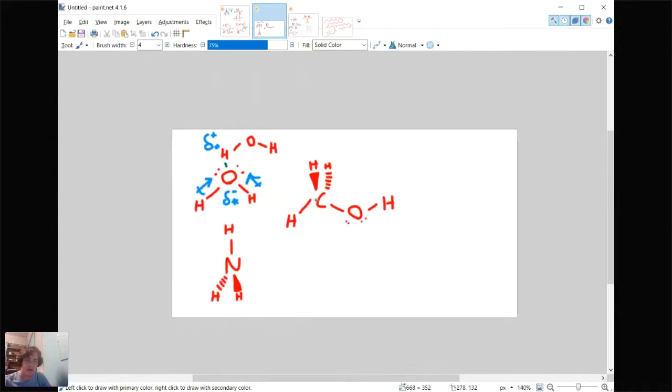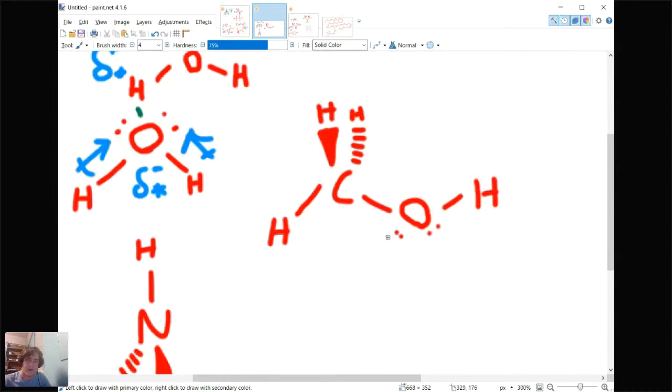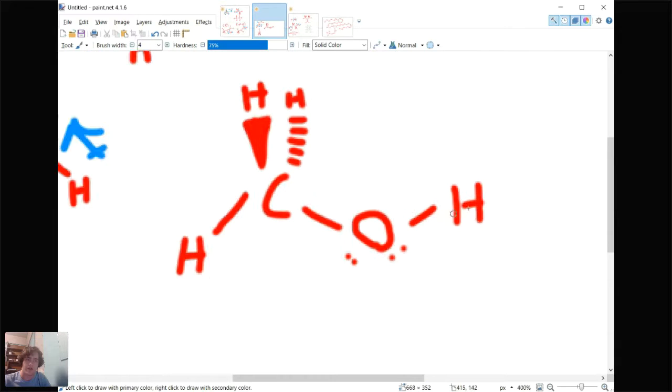So when we're talking about this molecule right here, I think this is methanol, which if you knew it was methanol before, I'm kind of worried for you because you're only in high school.